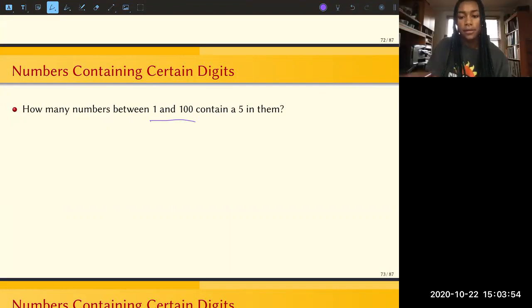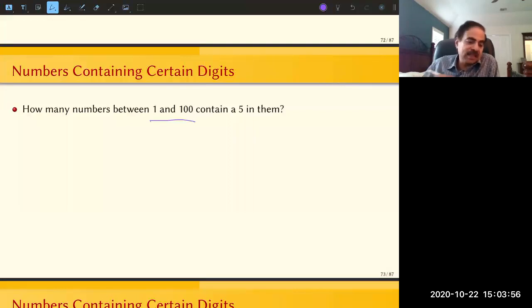Anyway, the first mistake we make, the answer that we would immediately think of, is 9 or 10, right? Thinking about 5, 15, 25, and so on. And then we forget that 50 through 59, all of them have a 5. So you add that, 10 plus 10, you will say 20, but that's not correct. It is 19, right?